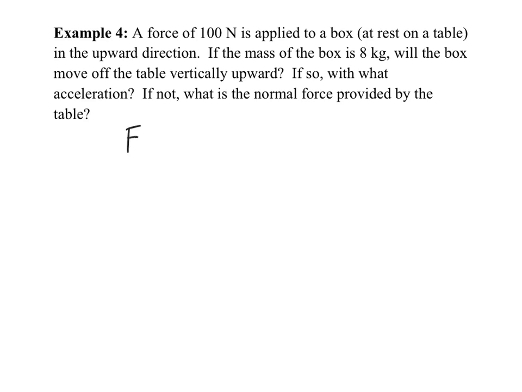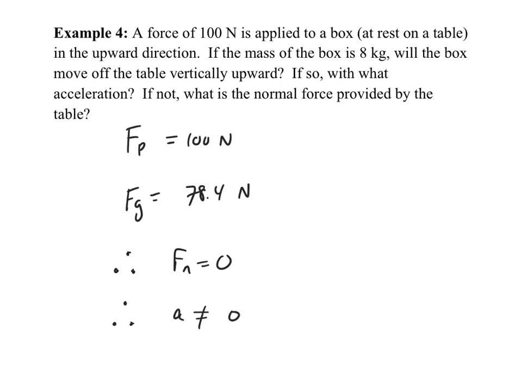Fp, the applied force upward in this problem, is 100 newtons. It turns out that the weight is only 8 times 9.8, 78.4 newtons. That's the weight acting down on this object. So clearly, if the applied force upward is more than the weight of the pencil case, it will lift off the table. And when it lifts off the table, there is no longer a normal force in the problem. Okay, therefore, Fn equals 0. And we can follow up by saying, therefore, the acceleration does not equal 0. These are the keys to this problem.